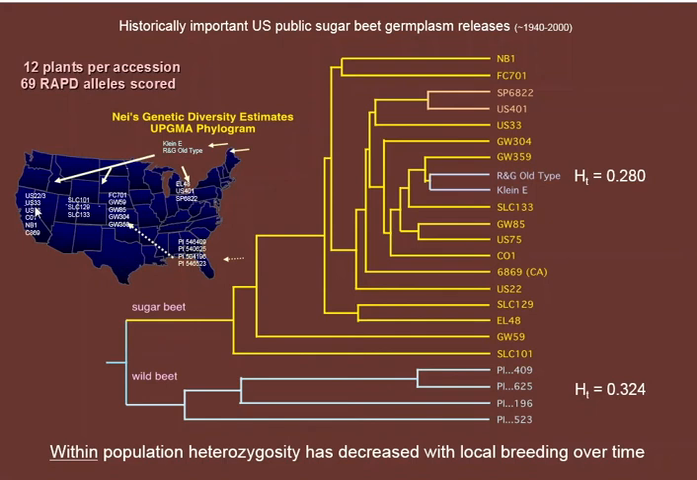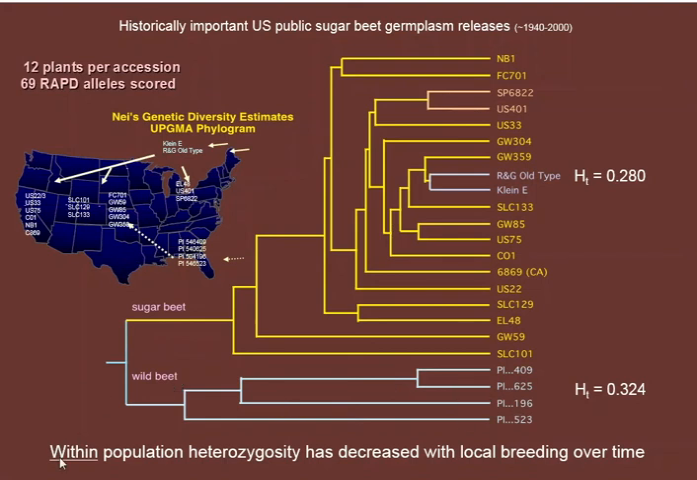So the USDA has maintained stations in Salinas, California, Salt Lake City at the time, Fort Collins, Colorado, East Lansing, Michigan. Okay, so this particular graphic has looked at 12 plants per accession, and we scored RAPD alleles in this particular case. And one thing you can see is that the genetic diversity is slightly lower in the cultivated types versus the wild types.